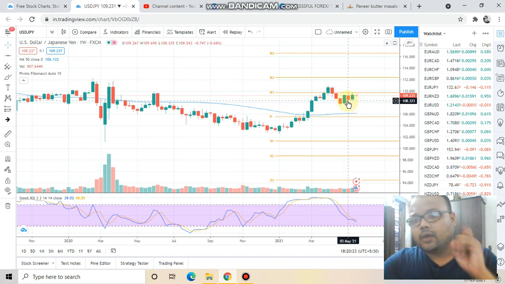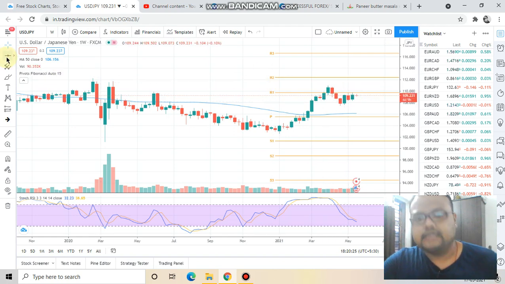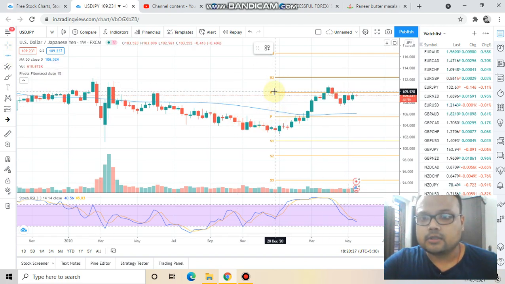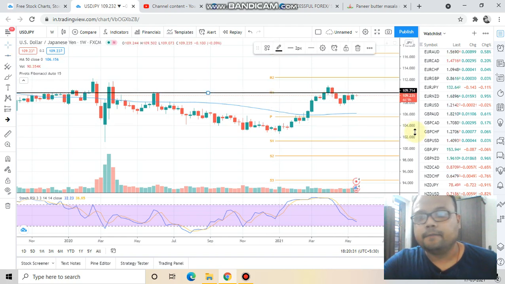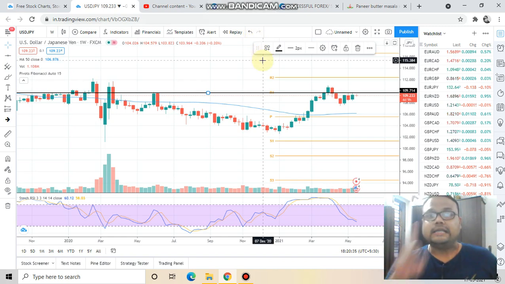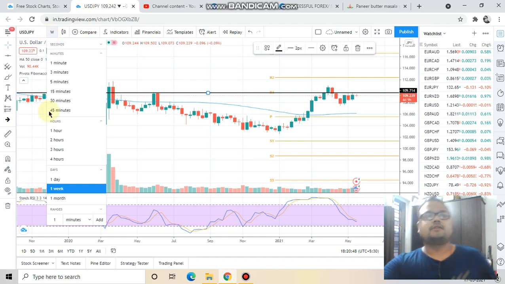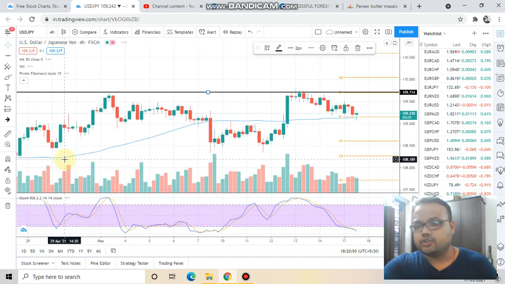But one thing that we need to focus on here is that the market tried to cross this particular resistance level, which it failed, 109.71. So 109.71 is the resistance for the market. The market tried to cross the level for 2 weeks, but failed. So we have a resistance level in the weekly chart. Now let's switch to the 4 hours time frame and see what our strategy should be.